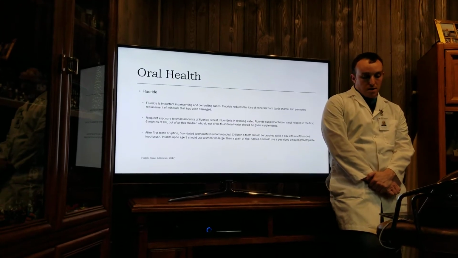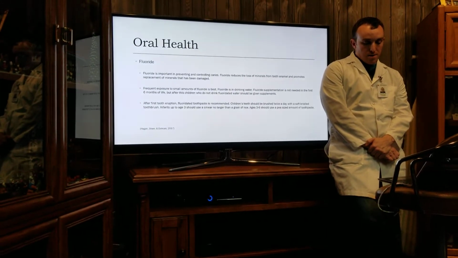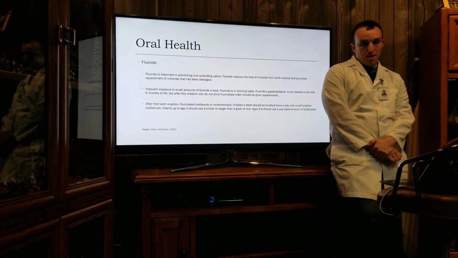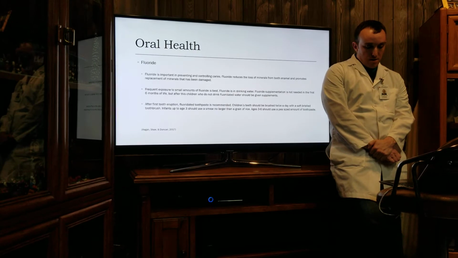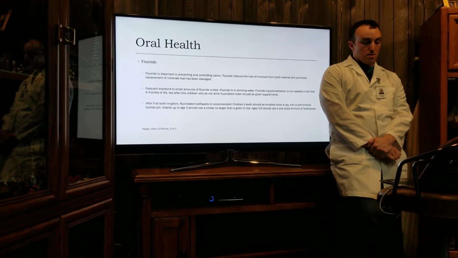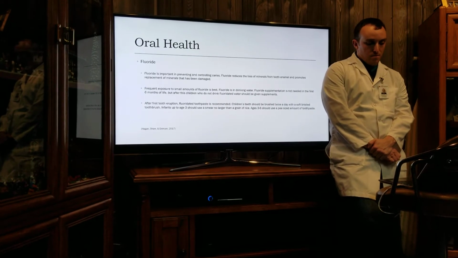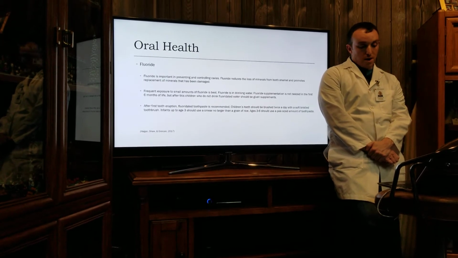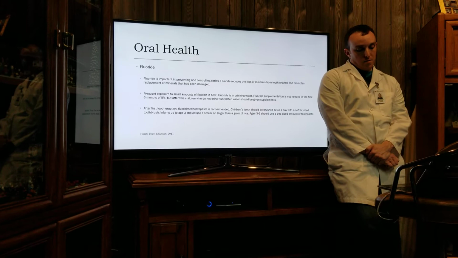After the first tooth eruption, fluorinated toothpaste is recommended. Children's teeth should be brushed twice a day with a soft-bristled toothbrush. I actually read, when reading into this, to brush the children's teeth after breakfast and then before they go to bed.